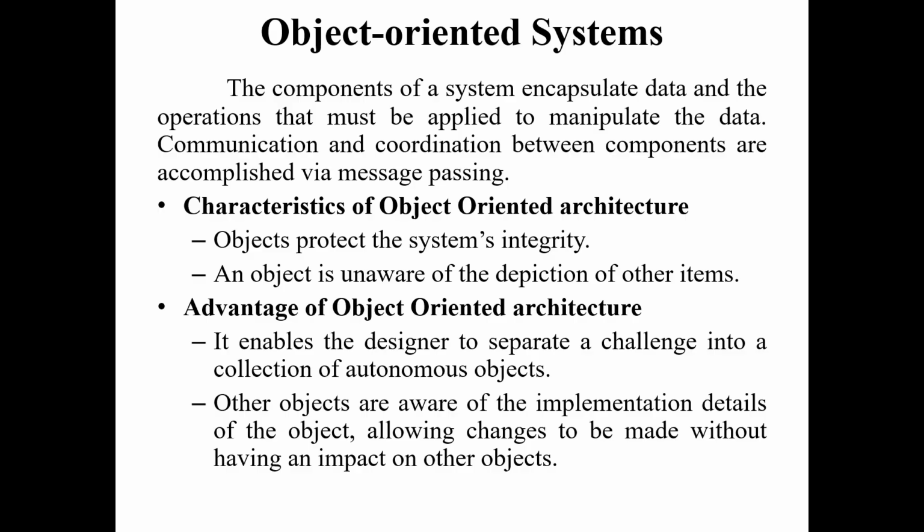And the next one is the object oriented system. The components of a system encapsulate data and the operations that must be applied to manipulate the data. Communication and coordination between components are accomplished via message passing. Characteristics: objects protect the system's integrity. An object is unaware of the representation of other objects. Advantages of object oriented architecture: it enables the designer to separate a challenge into a collection of autonomous objects. Other objects are not aware of the implementation details of the object, allowing changes to be made without having an impact on other objects.